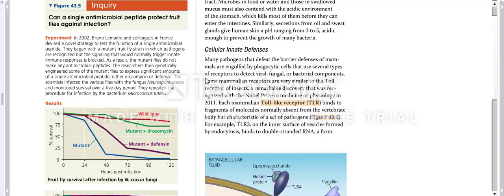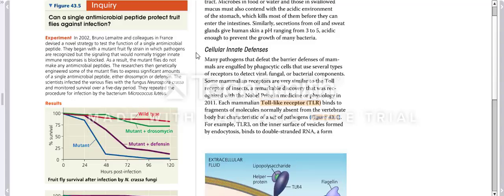So the variable mutant in the graphs represents flies in which pathogens are recognized, but the signaling that would normally trigger an innate response is no longer functional. So the top chart represents the survival against the fungi, and the bottom chart represents the survival against the bacteria.